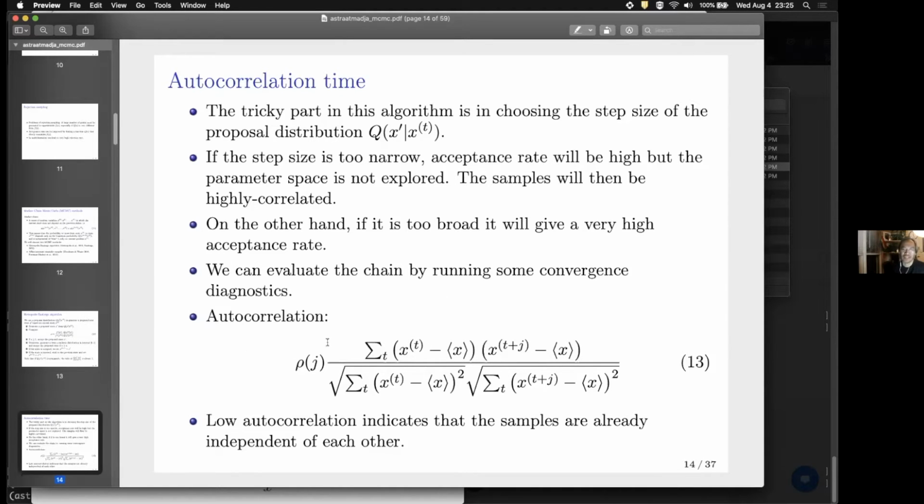An example is to calculate the autocorrelation, which is basically the average distance between one sample and the other. I think this is a typo, there should be an equal sign here. So if there's a low autocorrelation time, the samples are already independent of each other. That means it's already converged to the target distribution.